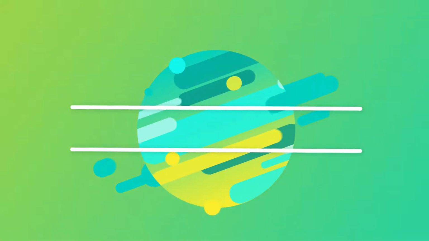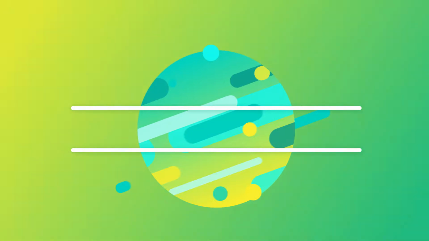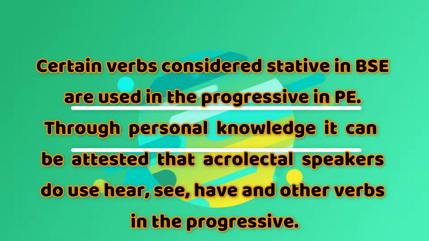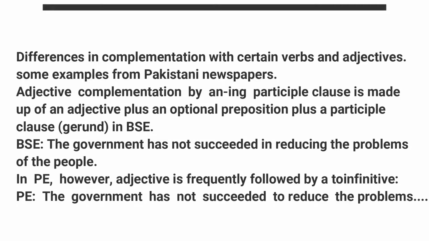The next one is certain verbs considered stative in British English are used in the progressive in Pakistani English. Through personal knowledge, it can be attested that acrolectal speakers do use hear, see, have, and other verbs in the progressive. Difference in complementation with certain verbs and adjectives. There is a difference in complementation, the use of complements with certain verbs and adjectives in Pakistani English.